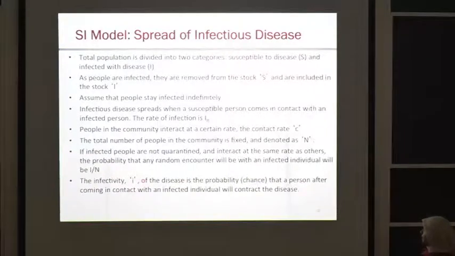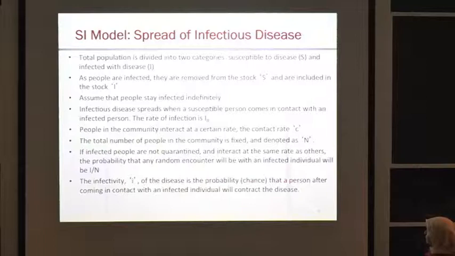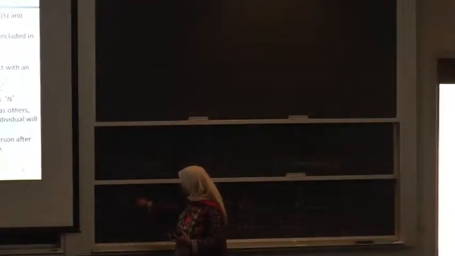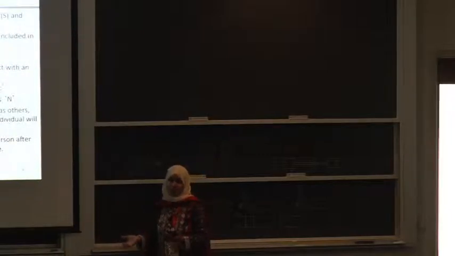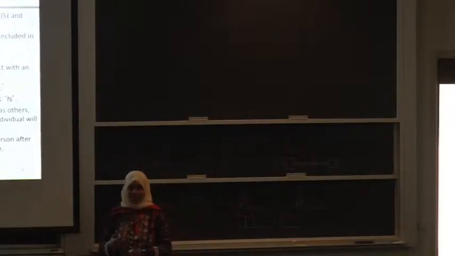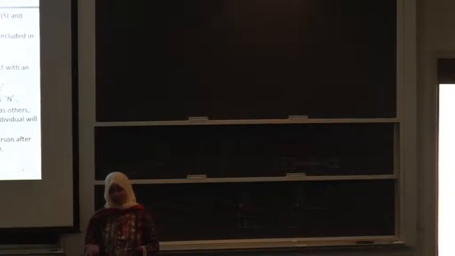All right. The infectivity I of the disease is the probability that a person, after coming in contact with an infected individual, will actually contract the disease. So this is the chance that you meet an infected person. But the probability that you will actually catch the infection involves another number that you multiply this quantity with. Just because you meet an infected person doesn't mean 100% surety that you will catch the infection. There's some chance that you will catch the infection, right?